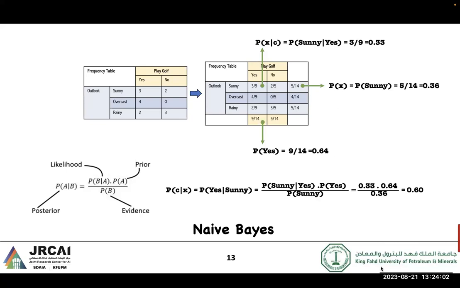If we have X, what's the probability of this class? This is conditional probability. If it's sunny, what's the probability? But this is for one attribute only. If you have multiple attributes, we need to multiply all these kinds of probabilities.